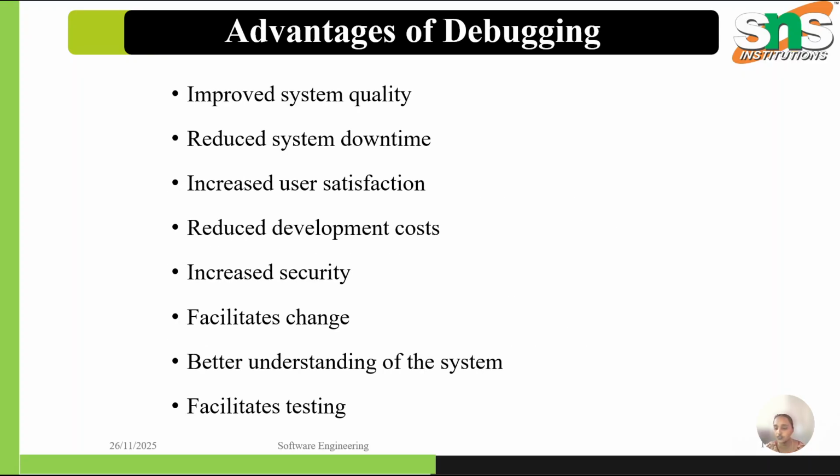These are the differences between testing and debugging. Next, the advantages of debugging: it improves system quality, reduces system downtime, increases user satisfaction, reduces development cost, increases security, facilitates change, gives a better understanding of the system, and facilitates testing. These are all called advantages of debugging.